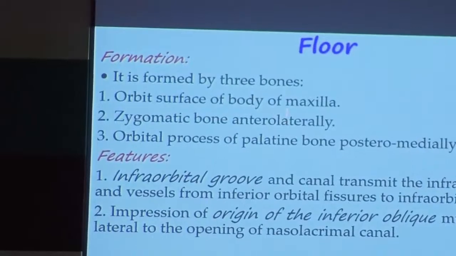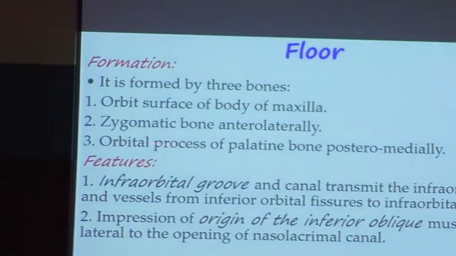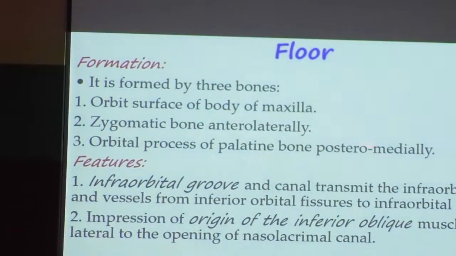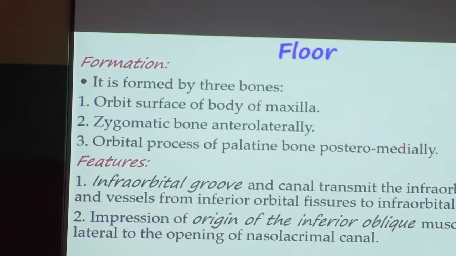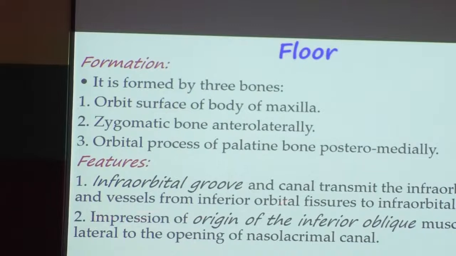Now, floor. It is formed by three bones: orbital surface of body of maxilla, zygomatic bone anterolaterally, and orbital process of palatine bone posteromedially. So these are the bones forming this floor. Now, important features are infraorbital groove and canal transmit the infraorbital nerve and vessels from inferior orbital fissure to the infraorbital foramen. An impression of origin of inferior oblique muscle lies just lateral to the opening of the nasolacrimal duct.